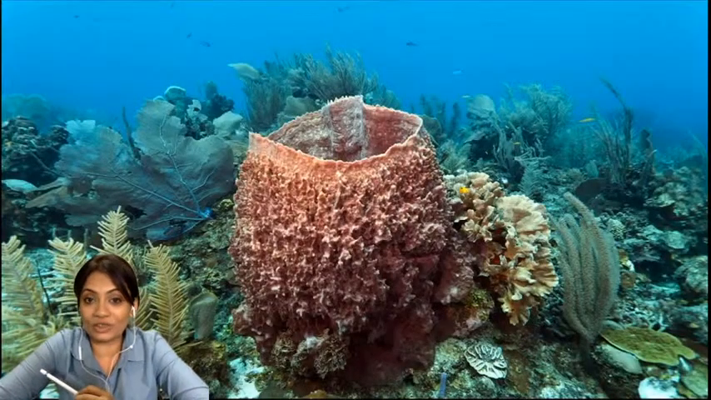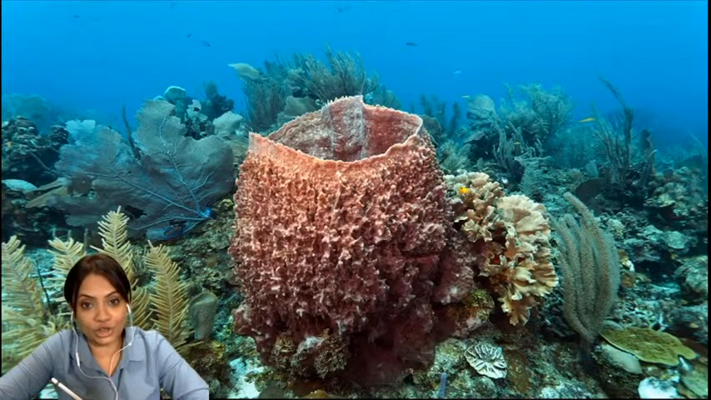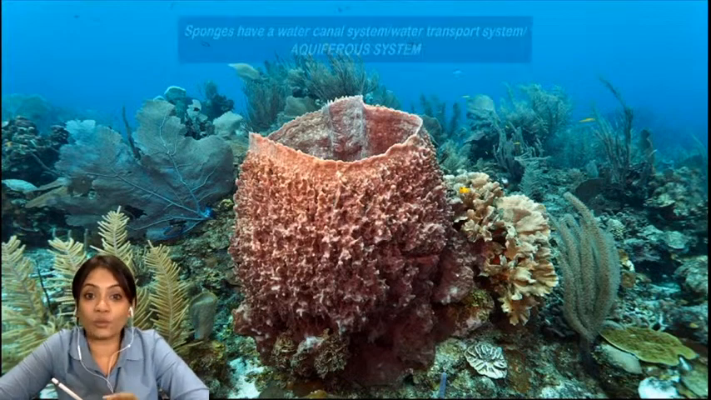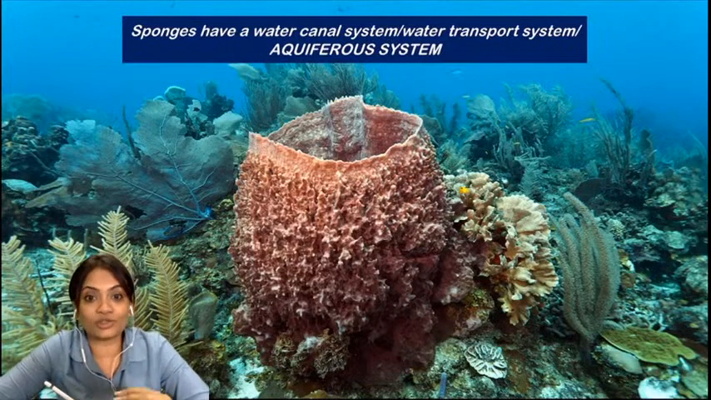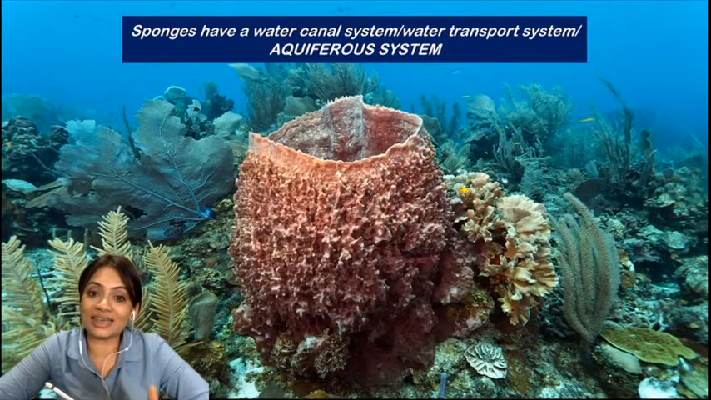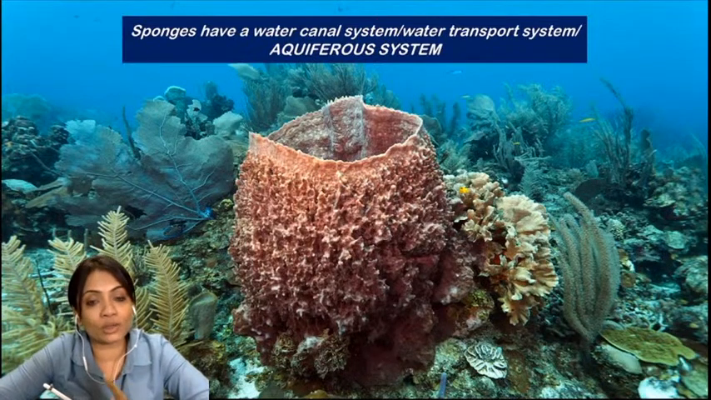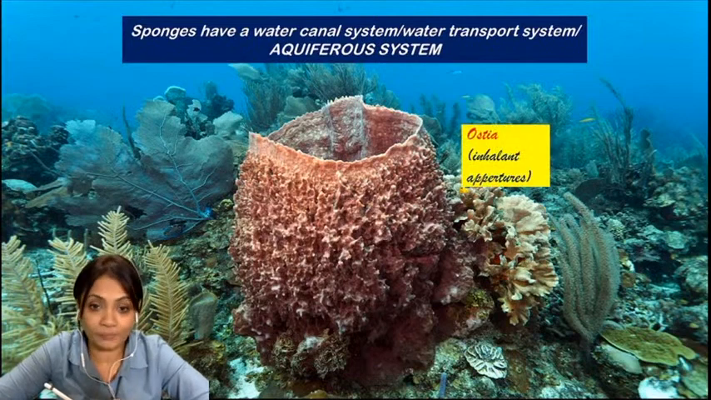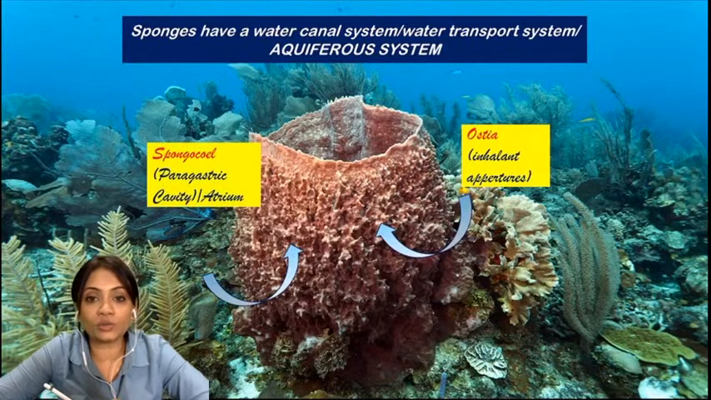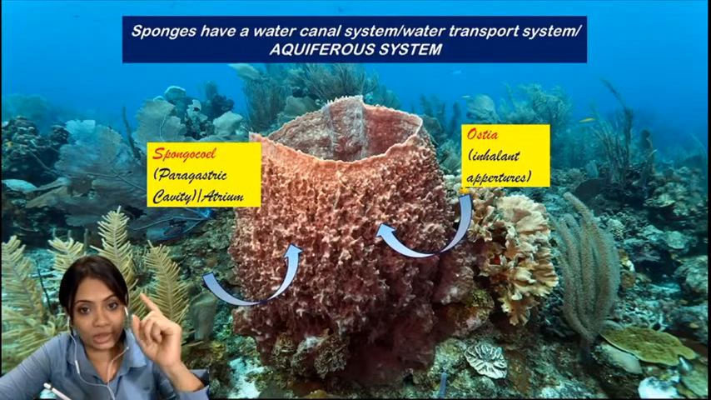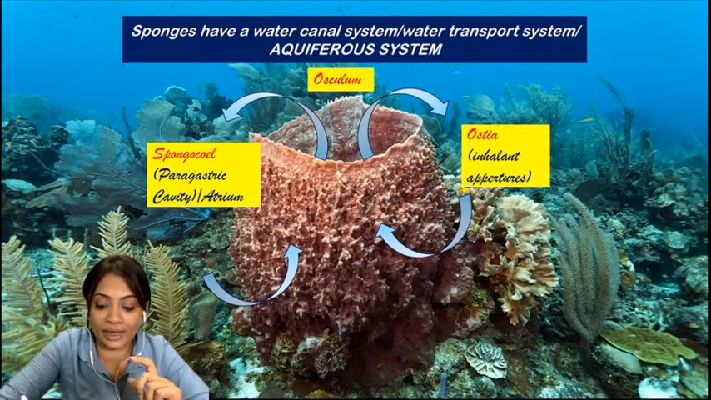If you remember, when we talked about Porifera, the most important feature that sponges had was none other than their water canal system. Do you remember this water canal system? It was also called a water transport system, or we may also call it an aquiferous system, in which there were numerous pores on the body wall known as ostia, and then there was a middle cavity called the spongocoel, and all the water would come out through one common opening on the top called the osculum. So this made the whole water canal system.